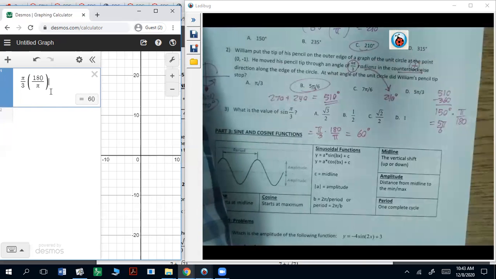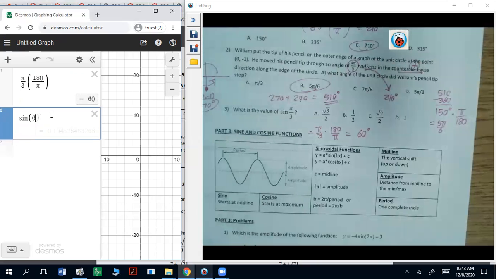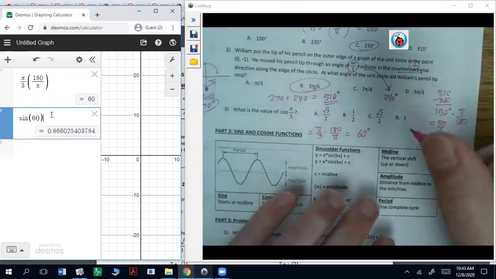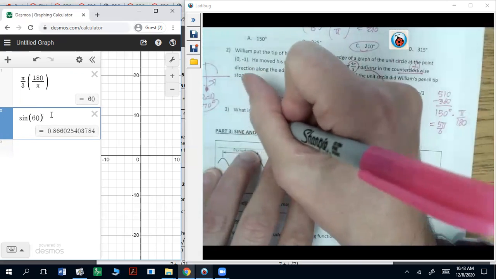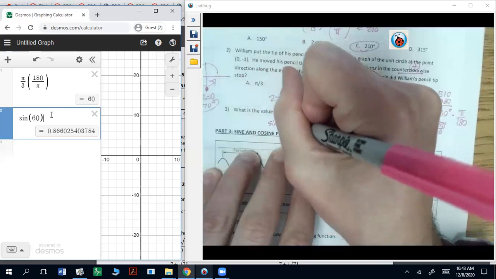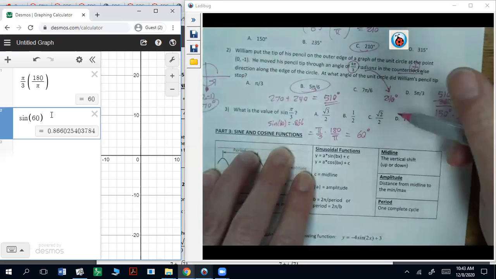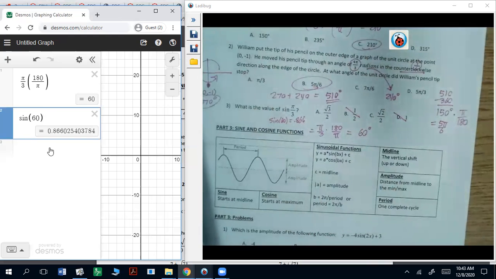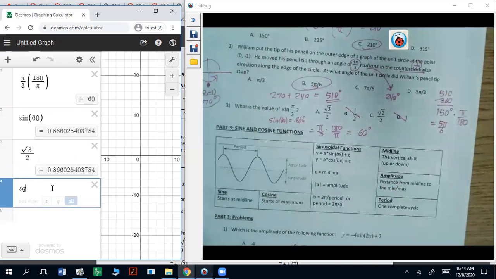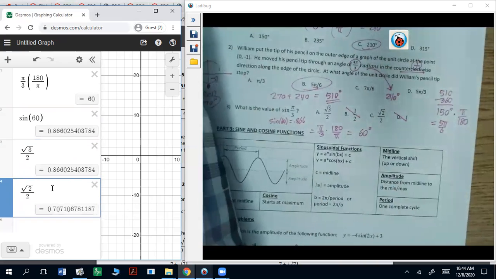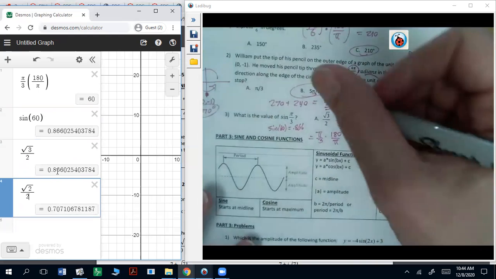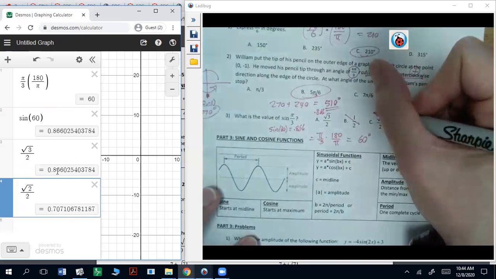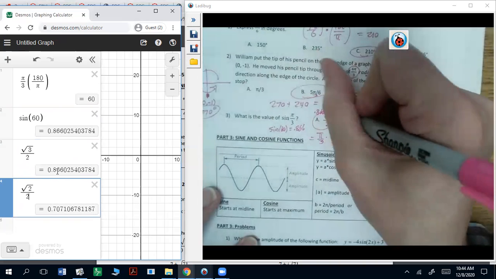Then you can type in sine 60. That gives you 0.866. That's not going to be 1. That's not 1/2. If you're iffy on which one of those two fractions gives you 0.866, put them into Desmos: square root of 3 divided by 2 and square root of 2 divided by 2. Square root of 3 divided by 2 is 0.866. Square root of 2 divided by 2 is 0.707. So your answer is going to be A.